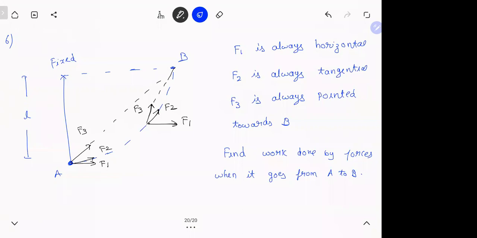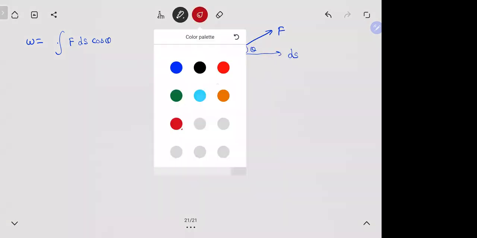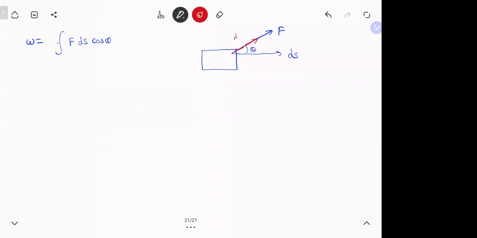So let me show you something here. I'll just modify the formula a little. We know work done is Fs cos theta, when magnitude is constant. Actually, even you can put an integral, doesn't matter: F ds cos theta. Suppose the force F is this way and ds is this way, and this is theta. Can I write like this? This is ds cos theta. This is ds sin theta.